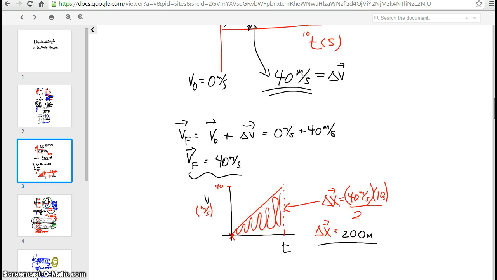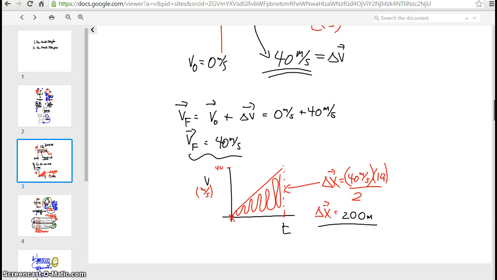And so in order for us to get the final velocity, we have to add the change in velocity and the velocity at 0 seconds, which is 0 meters per second plus 40 meters per second, which will give us the final velocity of 40 meters per second.